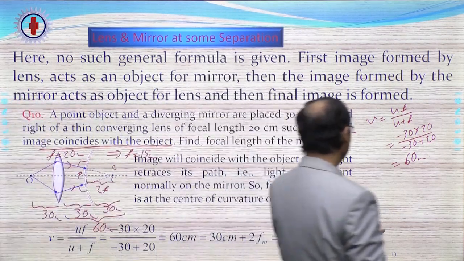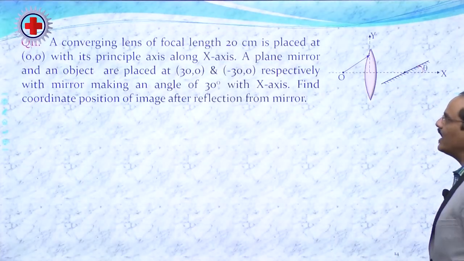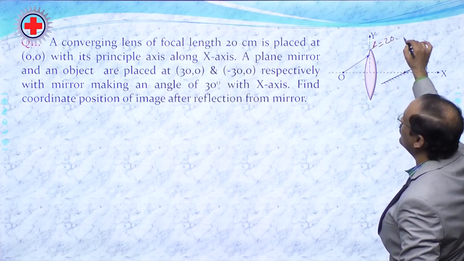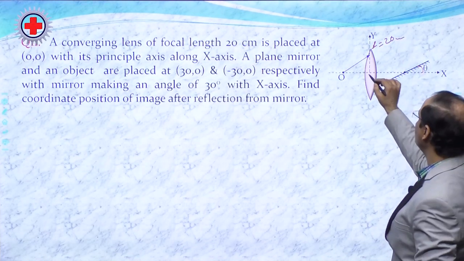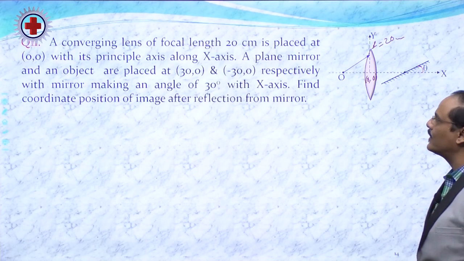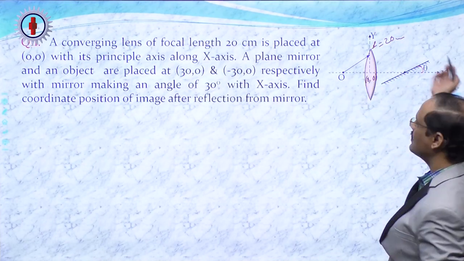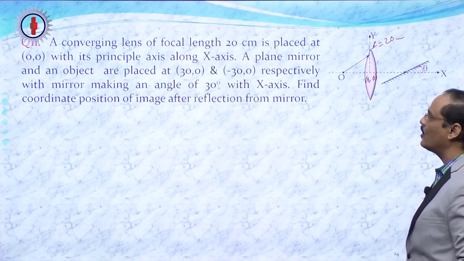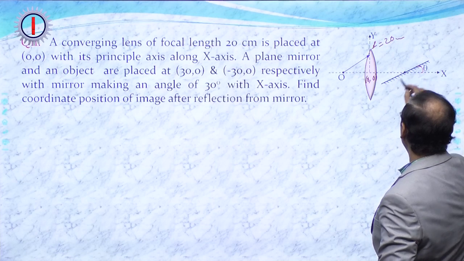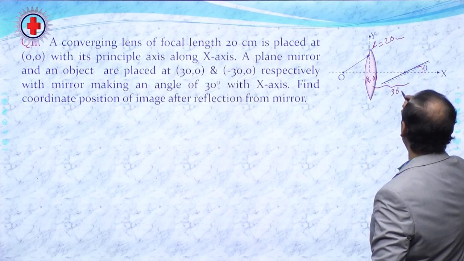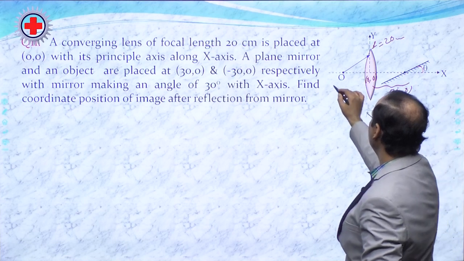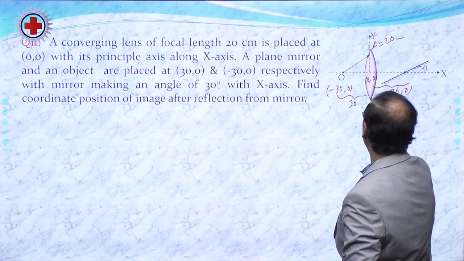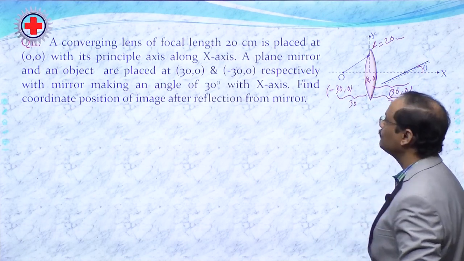Okay. Let us see one more problem. Now, we have a converging lens of focal length 20 centimeter. It is placed at 0, 0, at the origin of the coordinate system, and its principal axis is along the x axis. We have a plane mirror and an object placed at 30, 0 and minus 30, 0. Again, the mirror is placed at 30, 0 and the object is at minus 30, 0.